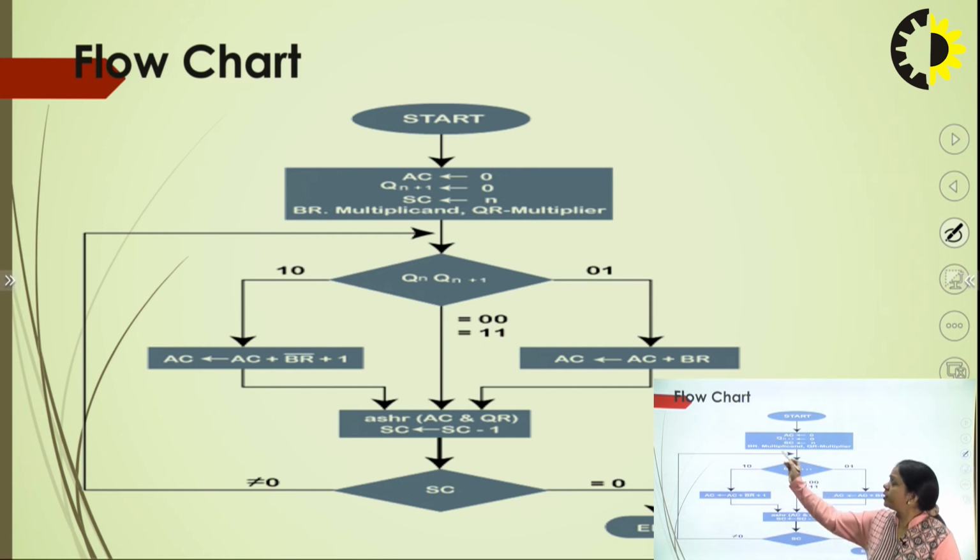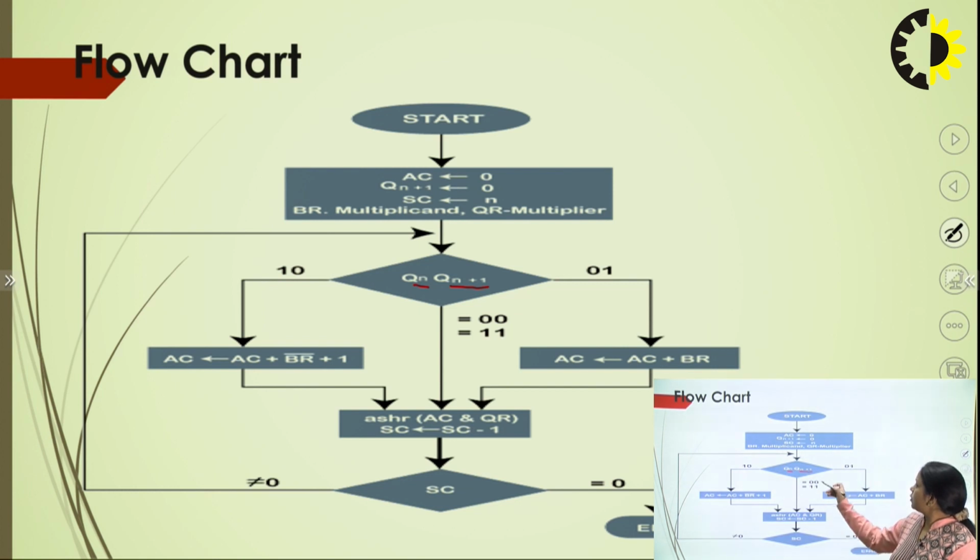Multiplicand will be stored in the BR register, and multiplier will be stored in the QR register. Okay. Now the algorithm will start from here. We will check the value of Qn and Qn plus 1. This is the main concept of Booth algorithm. We have to check or examine 2 bits, Qn and Qn plus 1, in our process.